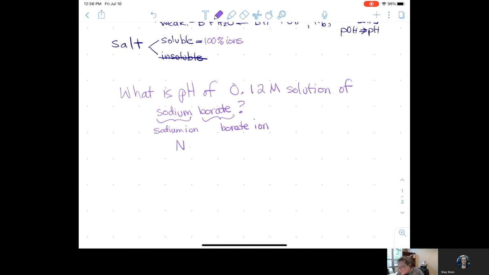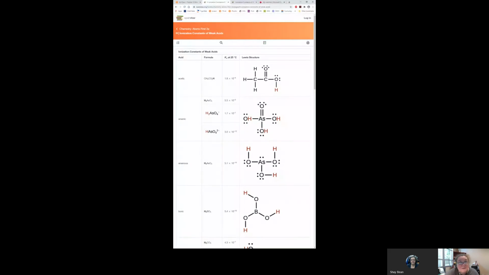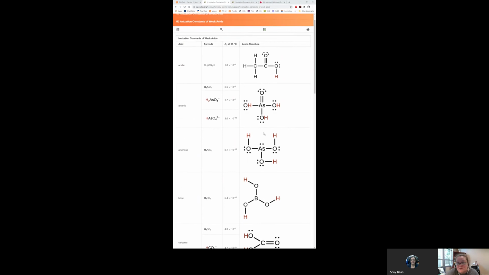First of all, the sodium ion, if you don't know right off the top of your head that it's Na+, you need to go back and review that from Gen Chem 1. The borate ion is a little trickier, but if we look at our tables, and I'm going to see if I can do this, there we go. I think you're looking at it. I wouldn't swear to it. We'll see when I look at the recording.